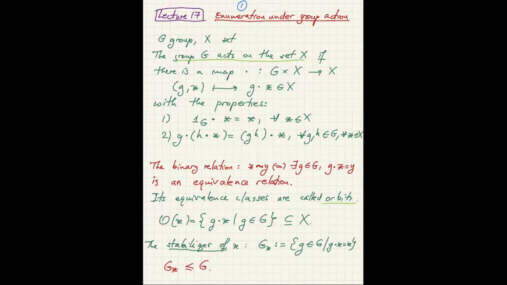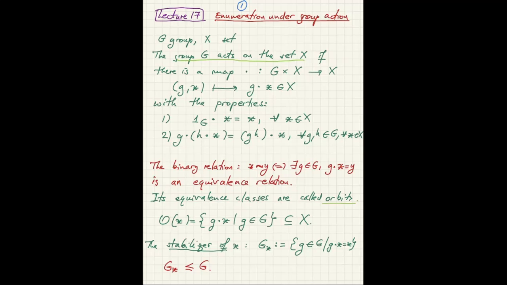We have a group G and a set X, and we say that the group G acts on the set X if there is a map, a function from the set of ordered pairs (g, x), where g comes from the group G and x comes from the set X, into the set X, that satisfies the following properties. If we map the pair of the identity element of the group and any element x, that is mapped to x for any element x of the set X.